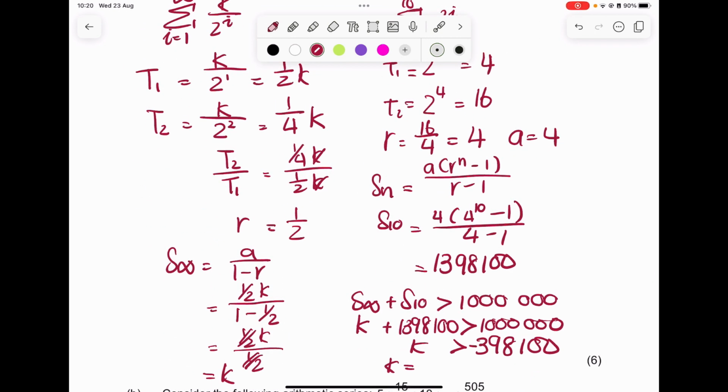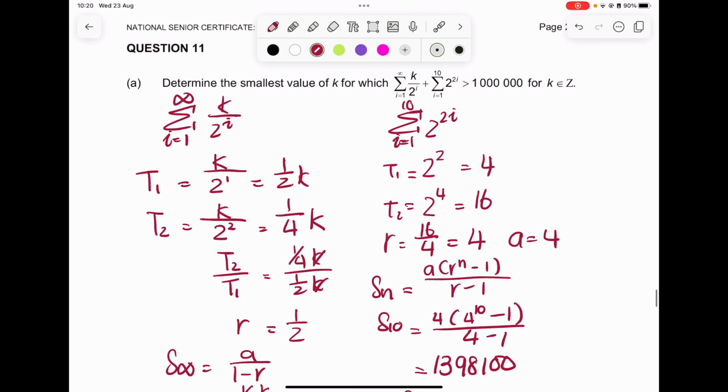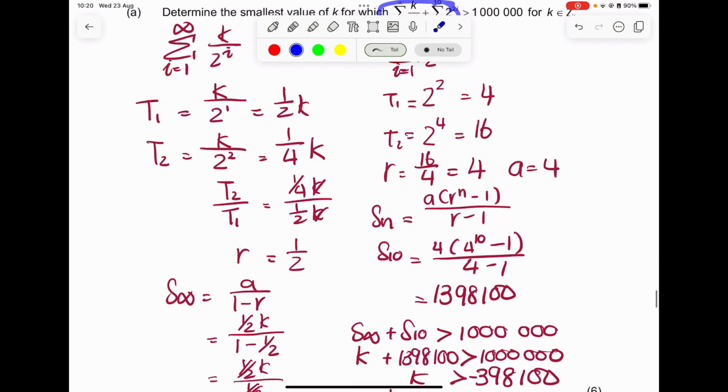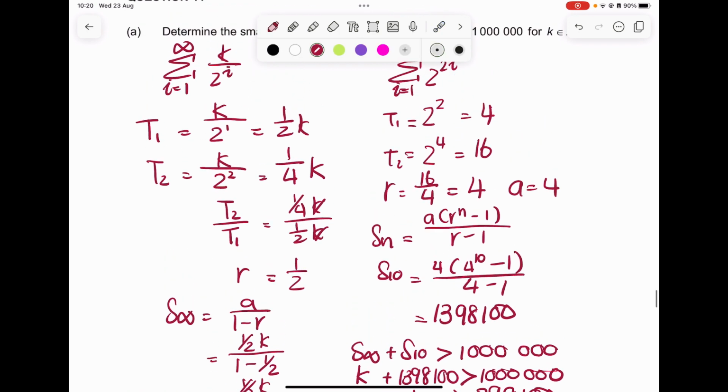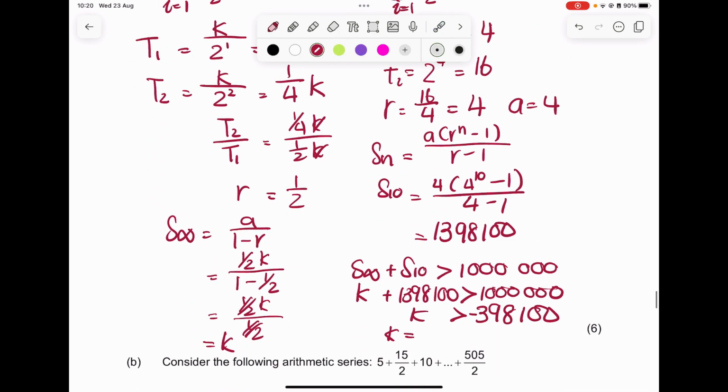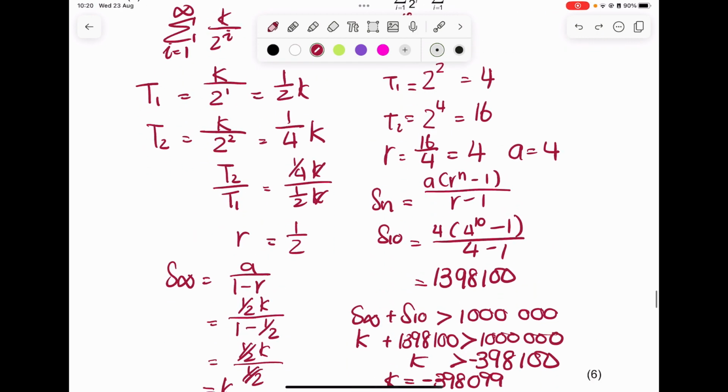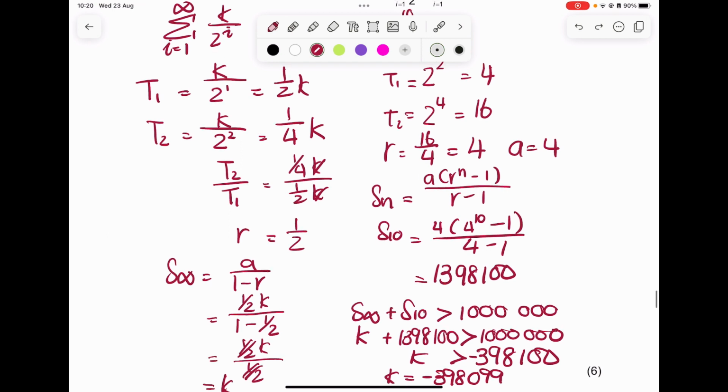All right. So we're looking for the smallest value of k for that whole sum to be greater than a million. So k has to be greater than that. In order for that to be true, we look for the smallest number, the one that's right above it. It has to be an integer because k is an element of the integers, so it can't be decimals. So that would be our final answer.